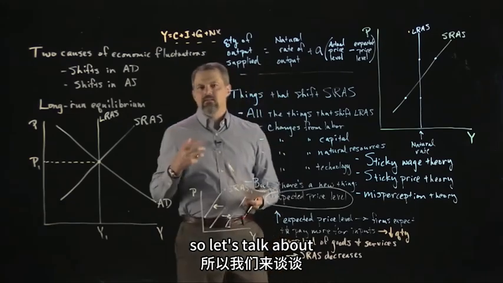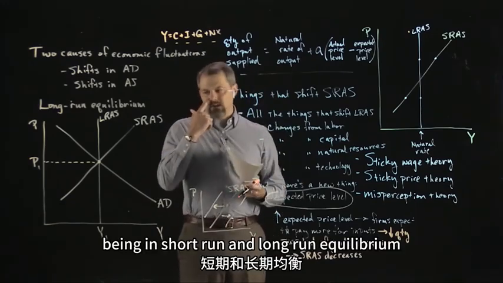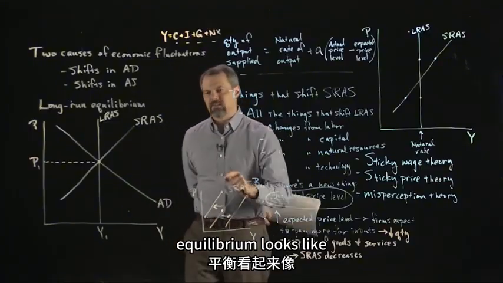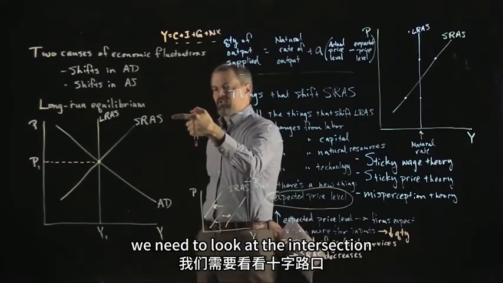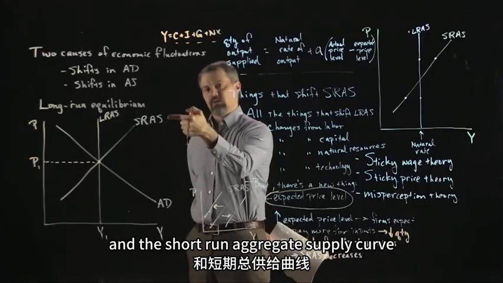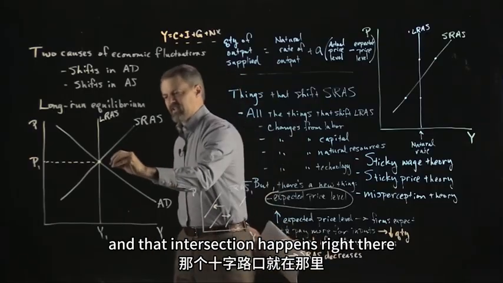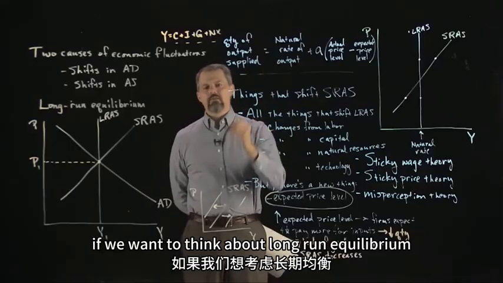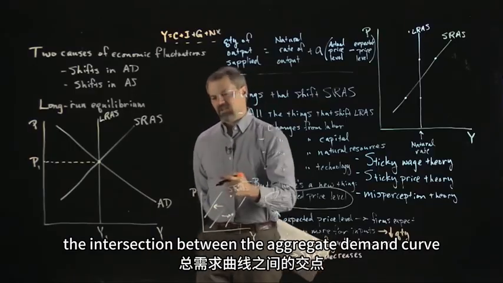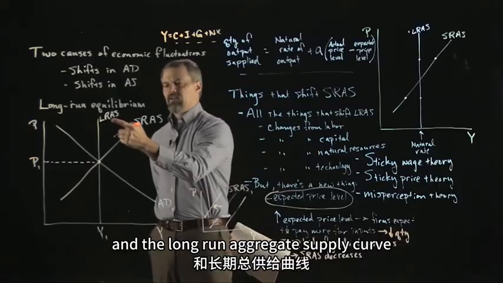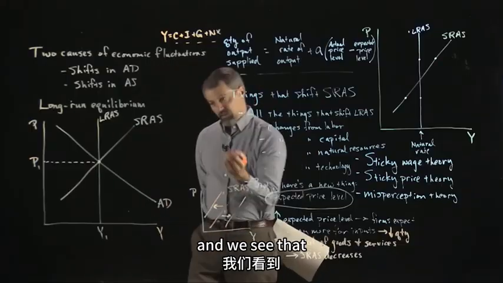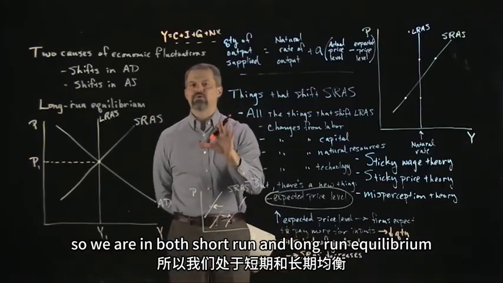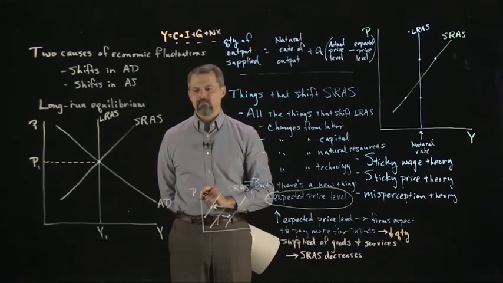So let's talk about being in short-run and long-run equilibrium. Let's start with the short run. If we're interested in what the short-run equilibrium looks like, we need to look at the intersection between the aggregate demand curve and the short-run aggregate supply curve. And that intersection happens right there. If we want to think about long-run equilibrium, then we want to look at the intersection between the aggregate demand curve and the long-run aggregate supply curve. And we see that that intersection also takes place right there. So we are in both short-run and long-run equilibrium.